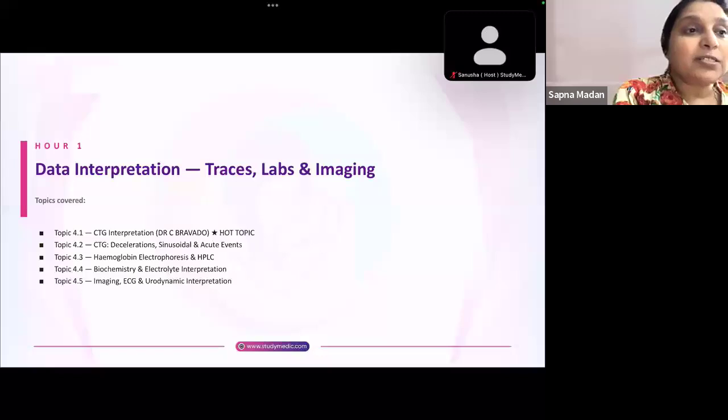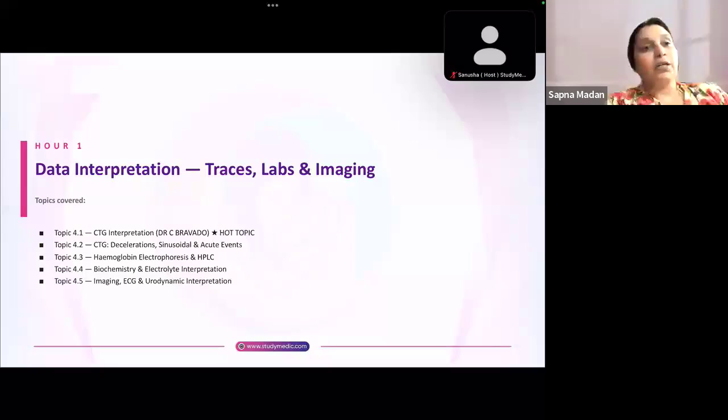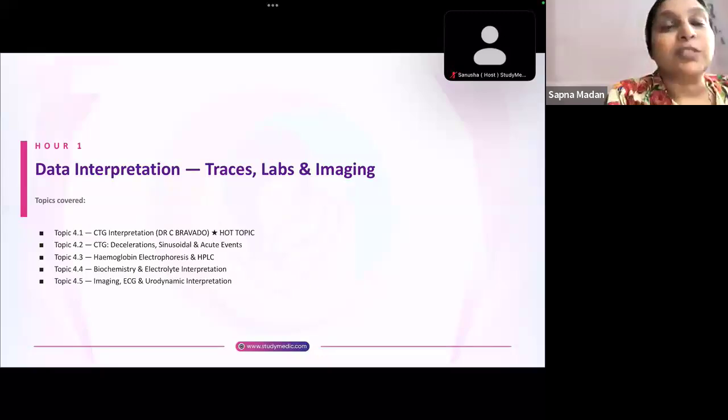What is important in the CTG? The decelerations, the sinusoidal pattern, and the acute events. So you're supposed to rule out acute events and then move on to definitive actions. Then, of course, we are going to be discussing a little bit about hemoglobin electrophoresis and high performance liquid chromatography. There have been questions in the past on these. They've actually given you slides. So let's see how clearly we can cover it today. Then, of course, a little bit about the lab investigations and a little bit about the imaging, ECG, and urodynamic interpretation.